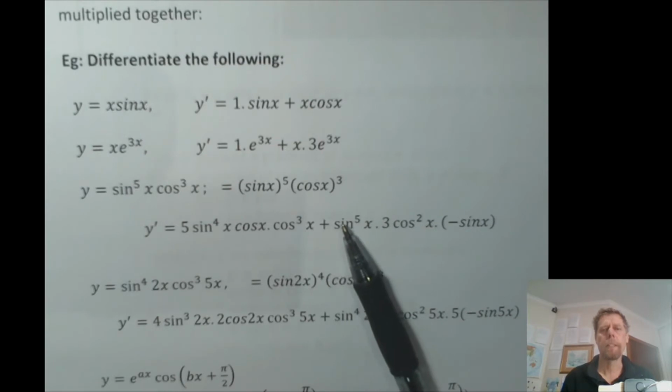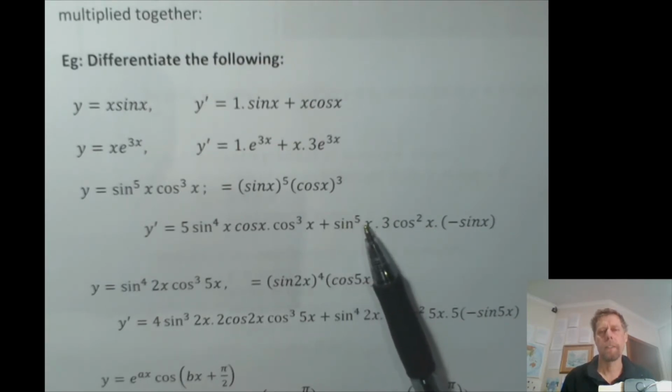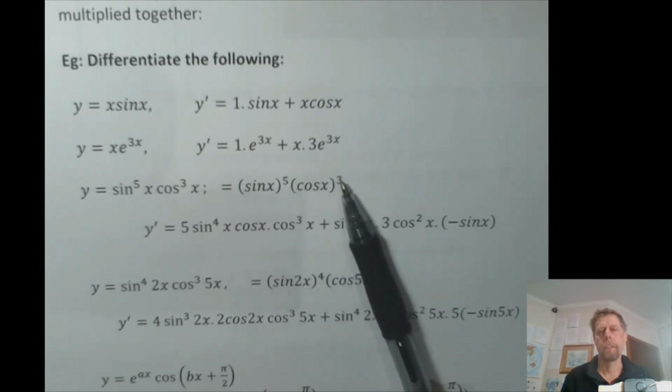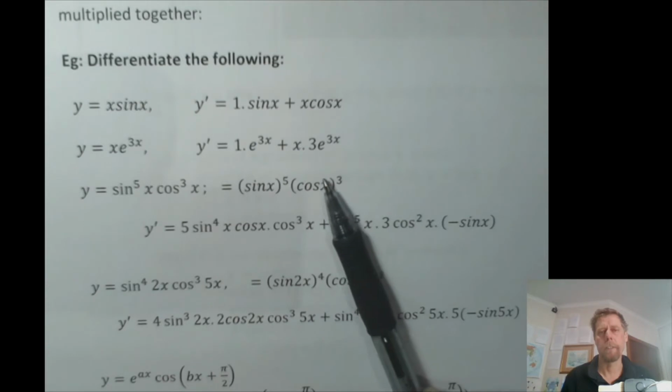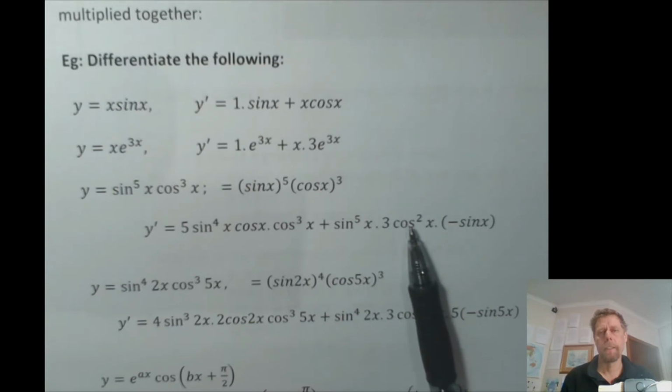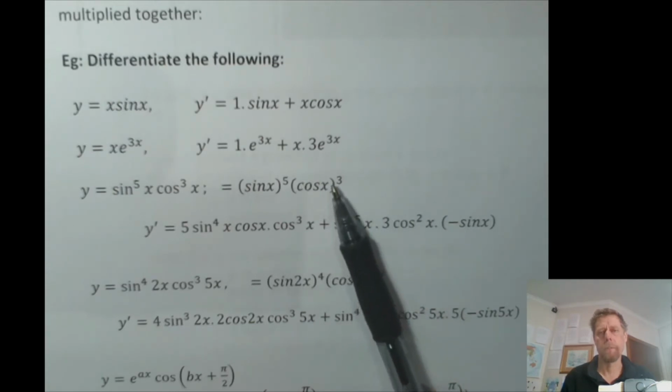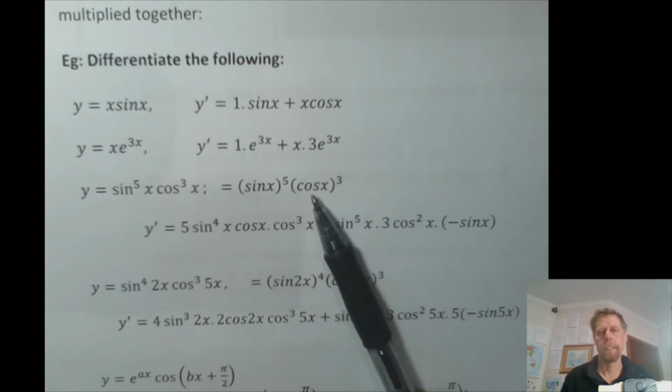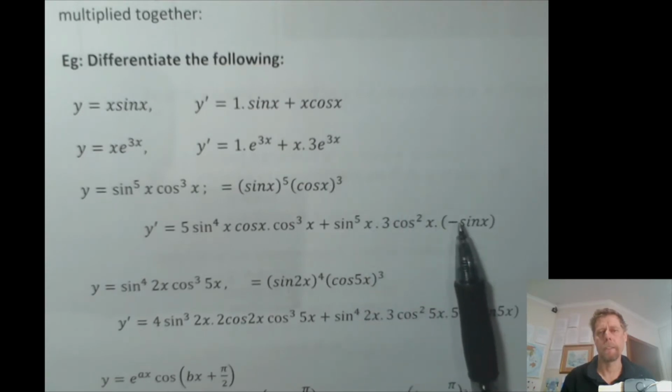Then we leave u just as it is. So we leave the sine to the 5 of x. And now we're going to differentiate v. So we look here, there's our v. You can see v's got another function inside of it. So we bring the 3 down. It becomes cos squared x. And then we differentiate what's inside the bracket there, our next layer of u, which becomes minus sine x.